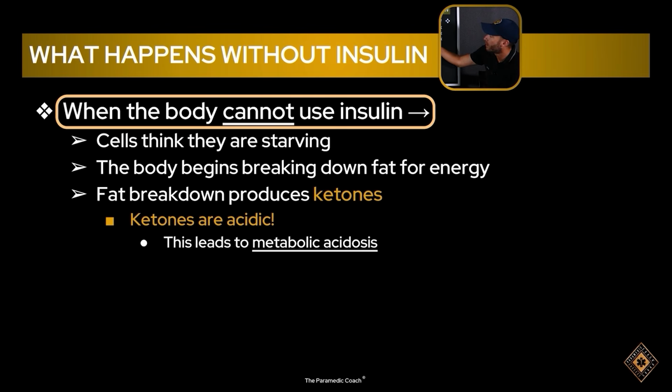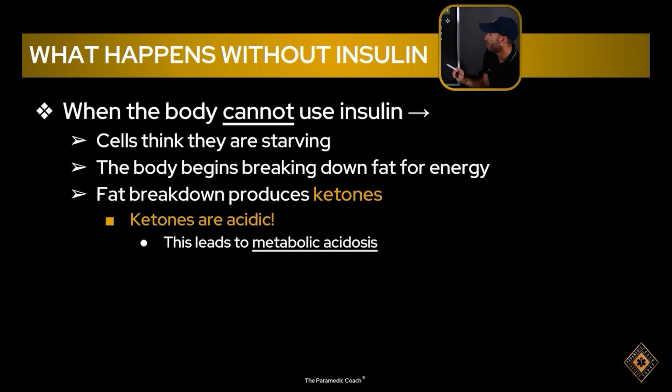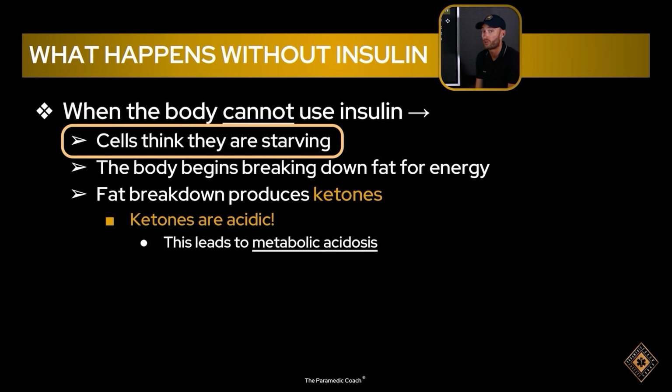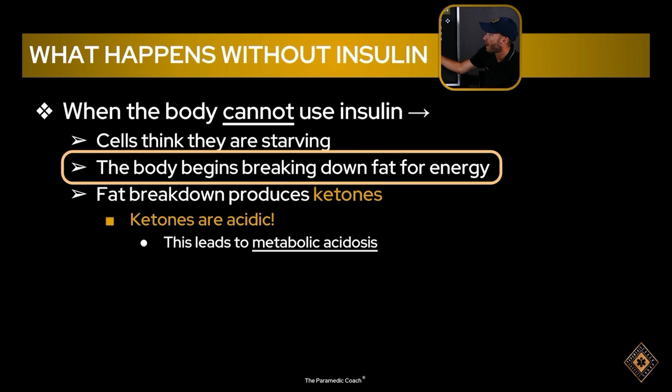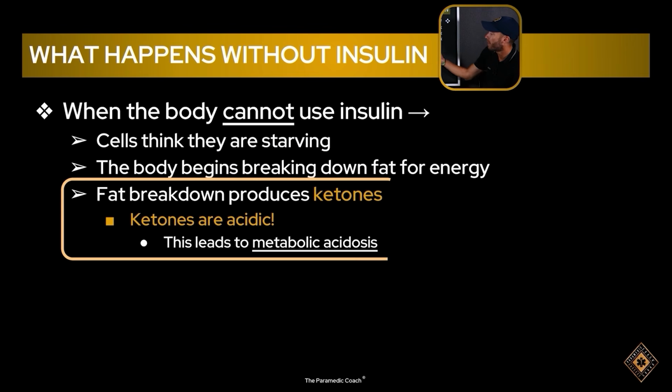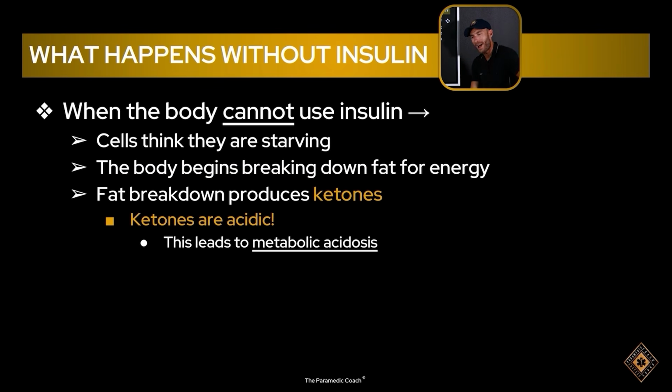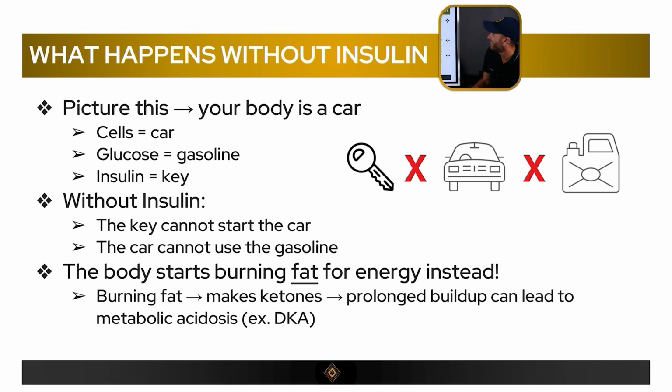Here we go. What happens without insulin? When the body cannot use insulin, the cells think they are starving, okay? The body begins to break down fat for energy. Fat breakdown produces ketones, and ketones are acidic. This leads to a metabolic acidosis. Wow, doesn't this sound like something we talked about earlier? It sure is, folks. It's called DKA. Okay, now here we go. You're going to love this.